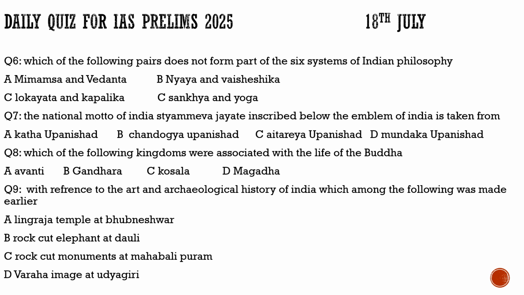Is it Nyaya and Vaisheshika? 100% true, they also form part of Indian philosophy. Is it Sankhya and Yoga? 100% true. They also form part of the 6 systems of Indian philosophy. So option C is the correct option, that Lokayata and Kapalika don't form part of the 6 systems of Indian philosophy. So for question number 6, the correct option would be option C.